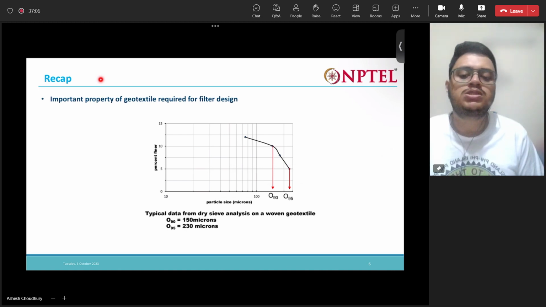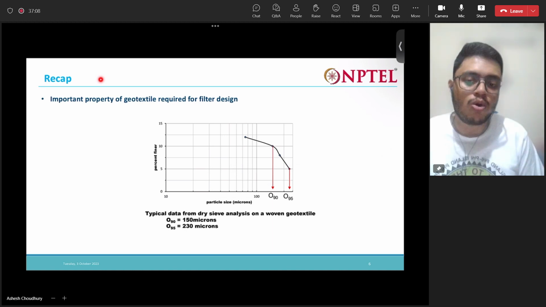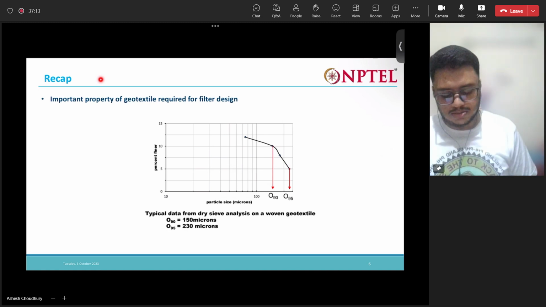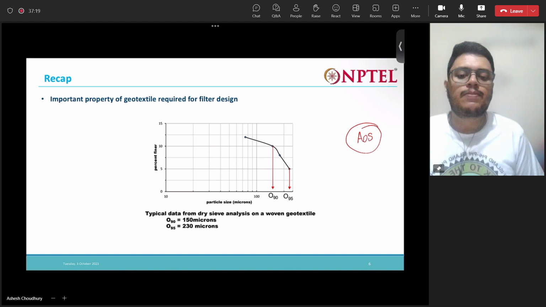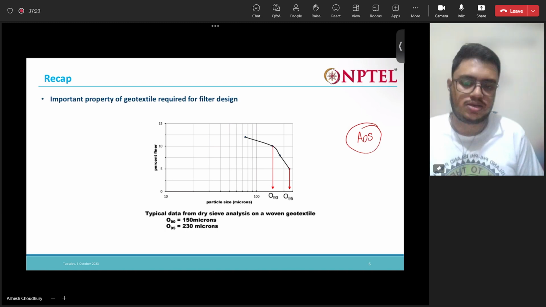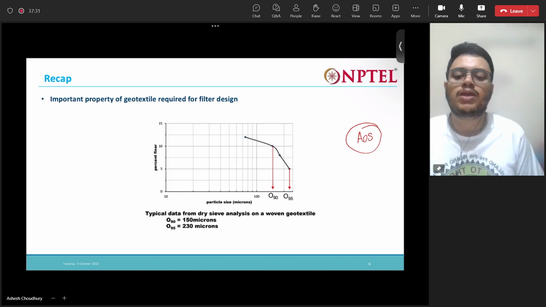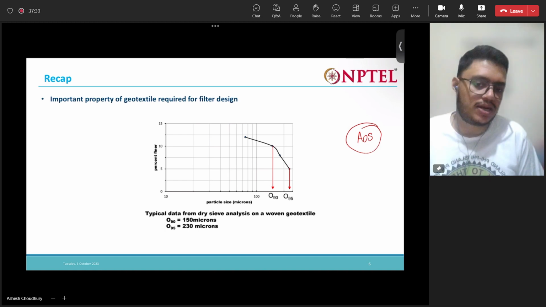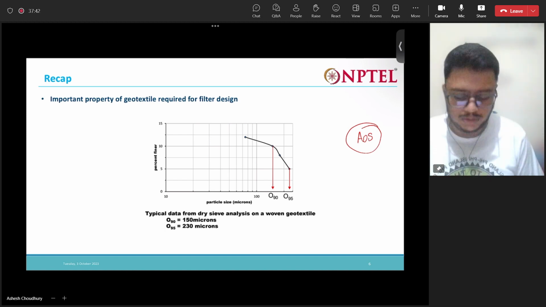The most important property of a geotextile that you should know to be used as a filter is the aperture opening size. You already know this term; we already discussed this term before. So this aperture opening size, the O90 and O95 size, we should know. Here a typical data for a nonwoven geotextile is given, O90 and O95. You know how O90 and O95 are actually found out. We sieve dry glass beads through the geotextile and find out this size, right? O90 is actually the aperture.